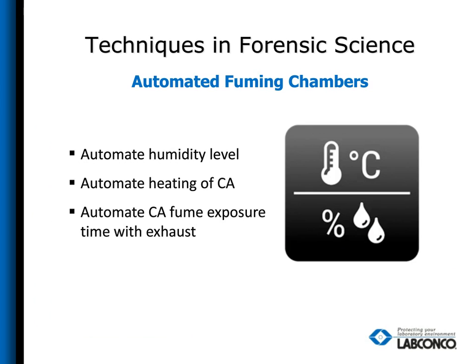Next, I would like to share with you new developments in the design of the automated fuming chambers that conduct the CA fuming. These automated systems make CA fuming much easier by automating the process. It has been proven that the optimal humidity level for the development of the best prints is between 70 and 80% humidity. Fuming systems will automate the humidity level so optimal conditions are achieved for each fuming run. Fuming chambers will also automate the heating of the CA, the fume exposure time, and the exhaust fume time.